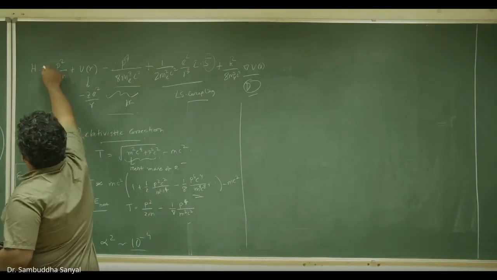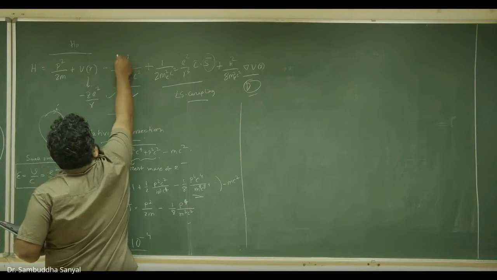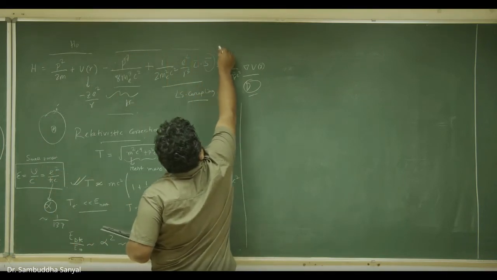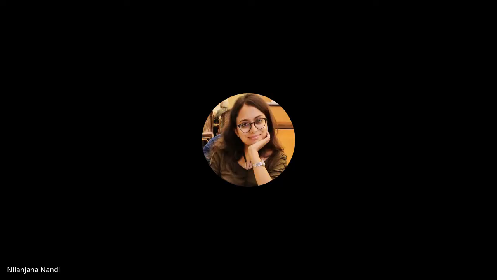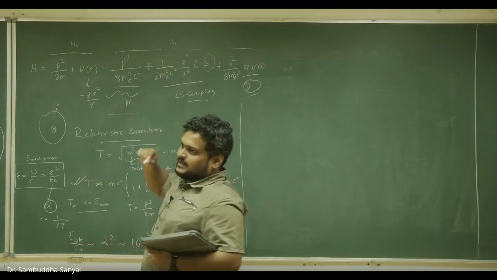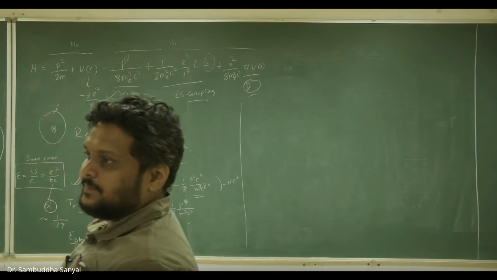So what is in the denominator of ERK? Is it E0? E0, yeah. The term that is coming from this is my H0. And this is my H1. Okay. So right now I'm talking about only this. So this is only my H1, and I'll bring the others one by one. Okay.